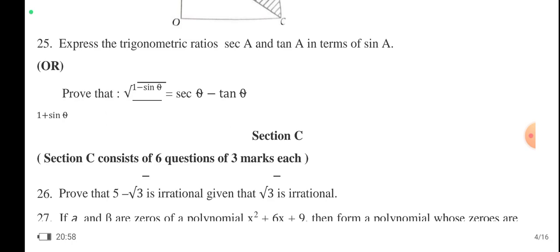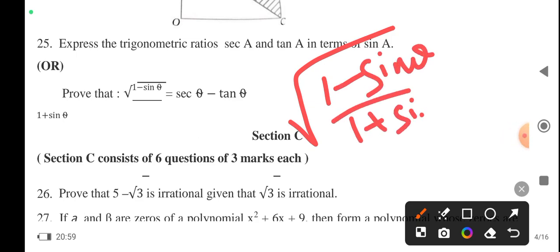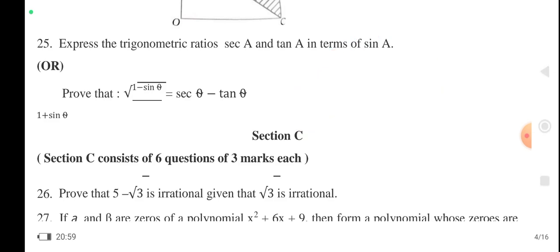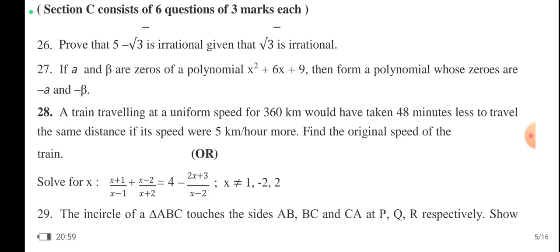trigonometry. Actually, the second one is root over (1 minus sin theta) by (1 plus sin theta). Here, this is a book sum only. The root was supposed to be proper. And 26 is prove that 5 minus root 3 is irrational. Chapter 1, Real Numbers, root 3 irrational is given.